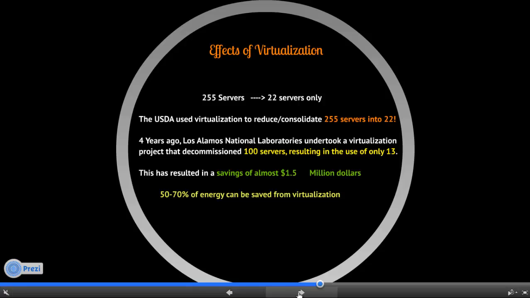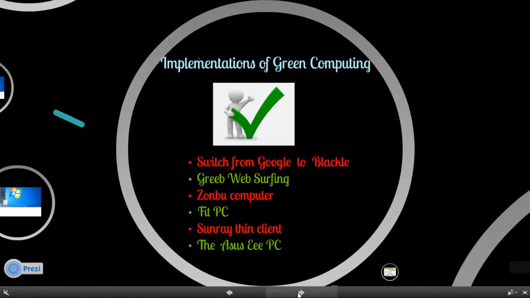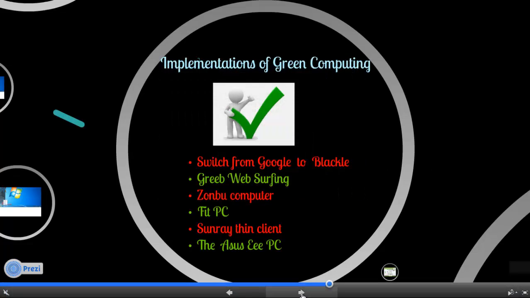Yes, let us think of writing a hardware program into software. Implementation of green computing. This is the last topic. Switch from Google to Blackle, green web surfing, Zonebook computer, Fit PC, Sunray Thin Client, and Asus EPC. What is this? Through this, we can implement green computing.